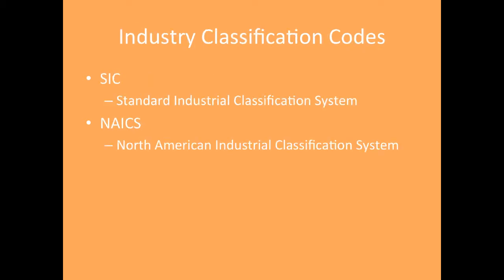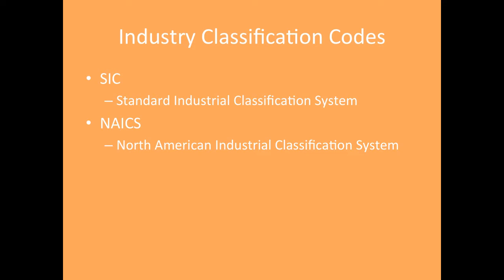The industry classification codes organize industries according to a numbered scheme. The two most common types are NAICS and SIC codes. SIC codes, which stand for Standard Industrial Classification System, were started over 60 years ago. However, they have largely been replaced by the North American Industrial Classification System codes, also known as NAICS codes.